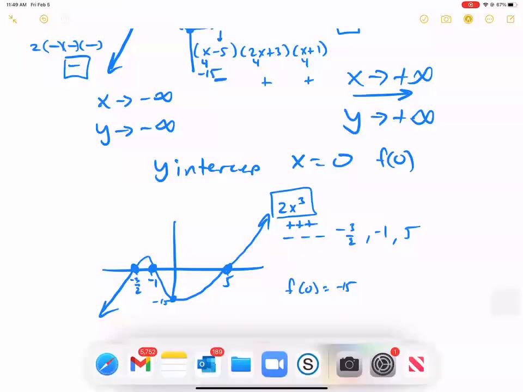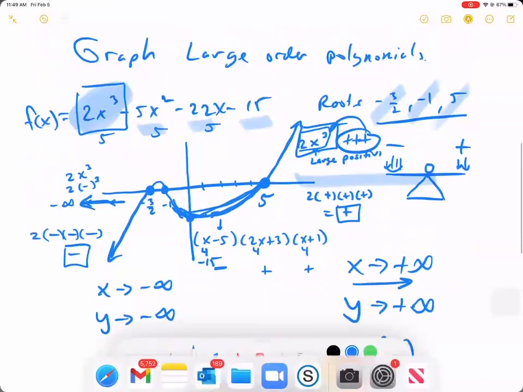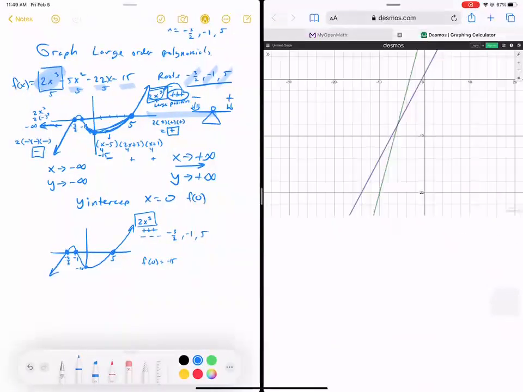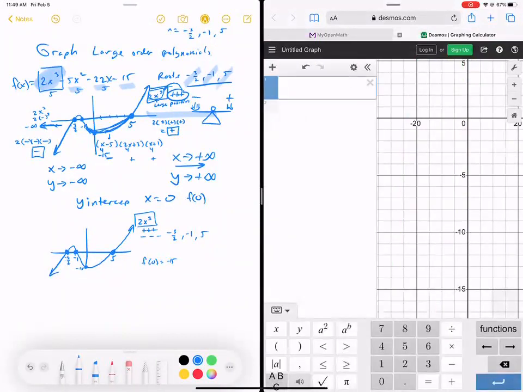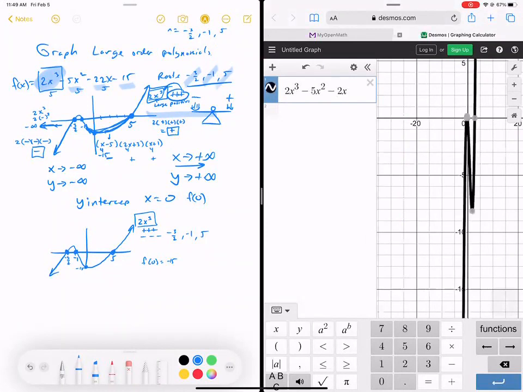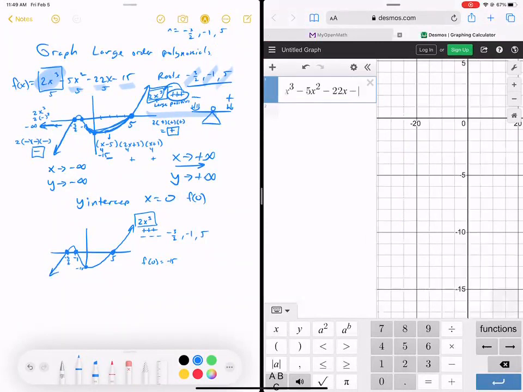I'm going to go ahead and graph this for you now because I'm being a little sinister to myself. Let's graph this and see if it gives us the graph that we're talking about. 2x cubed minus 5x squared minus 22x minus 15.